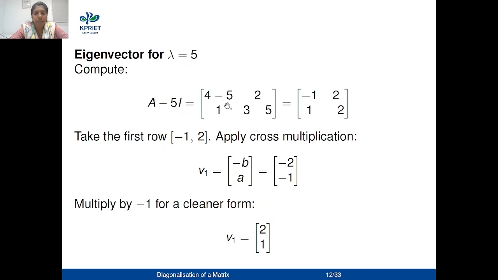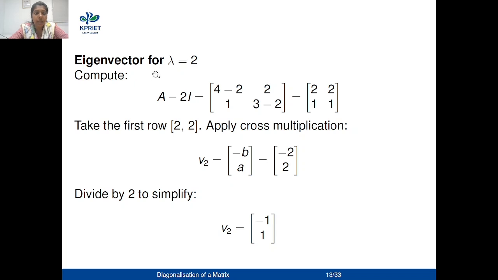So in this case, I am considering my eigenvalue lambda equal to 5 and the matrix A minus 5I. This matrix has been reduced to minus 1, 2, 1 and minus 2. Based on the previous formula, a is minus 1 and b is 2. So minus b means minus 2, and for a it is minus 1. So I am getting minus 2 and minus 1. For this methodology, if there is any scalar multiple in the eigenvector you found, you should remove it. Here I have minus 1 as a common scalar multiple for both numbers, minus 2 and minus 1. After removing that, the eigenvector I am getting is 2 and 1.